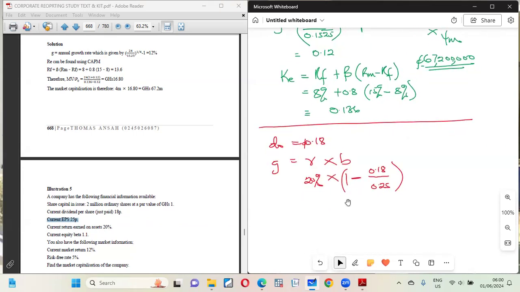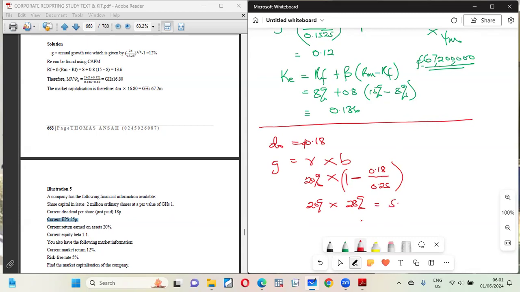So 0.18 divided by 0.25 gives 72%, which means that 1 minus 72% will be 28%. So we have 20% multiplying 28%. If you multiply that, it gives you 0.056 or 5.6%. So 5.6%, written as 0.056. That is how you find growth.